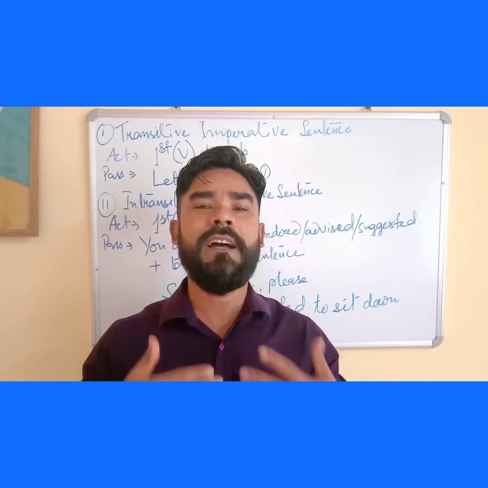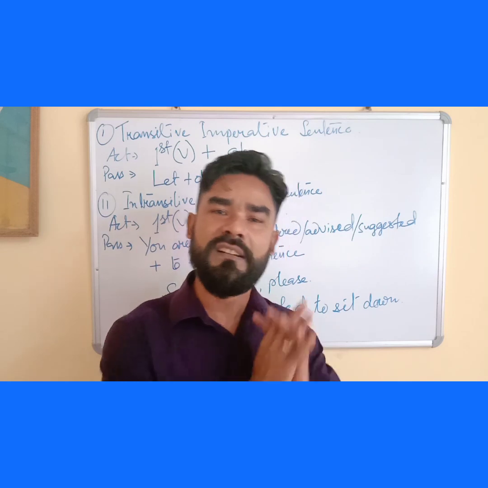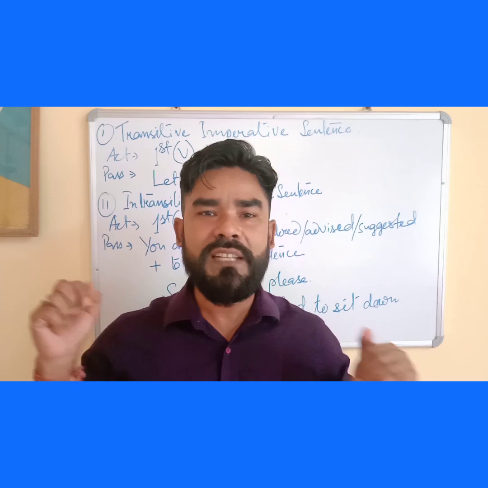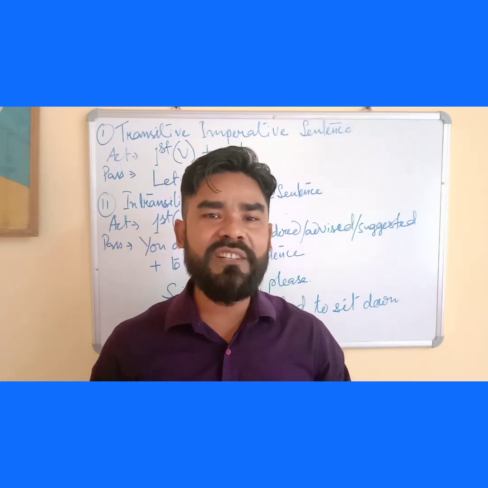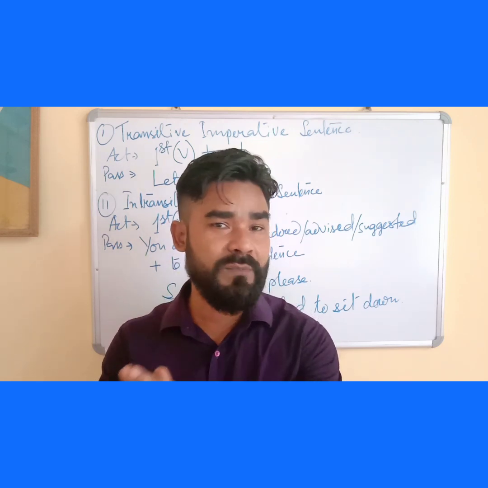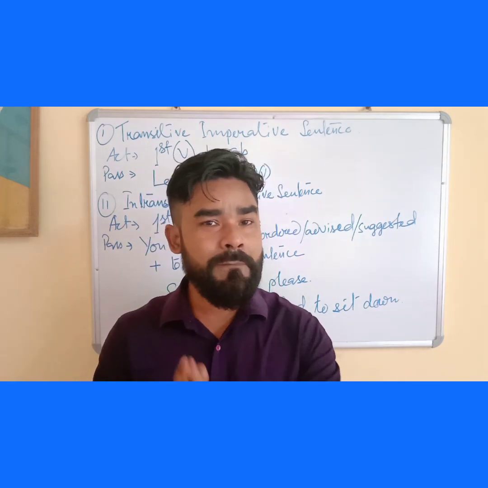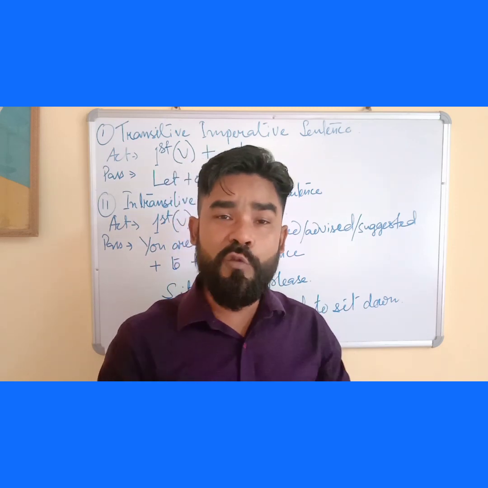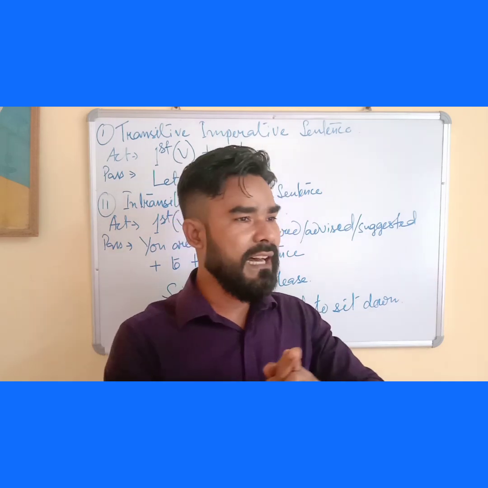Before that, let us understand what a transitive and intransitive verb is, sakarmak kriya or akarmak kriya. For a transitive verb, for example, read the sentence: I play cricket. The doer of the action is I. Who is doing the action? I. If you have seen my video on the subject, you will understand about do and does, where I have explained this. What is the action? Play. The impact of the action falls on cricket. Who is receiving the impact of the action? Cricket. I beat a boy.